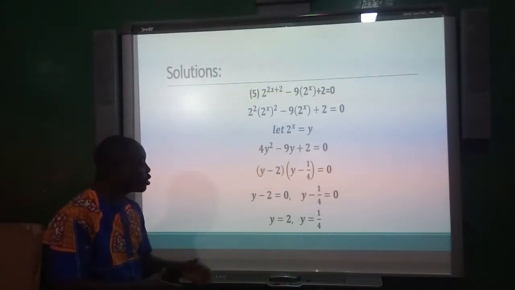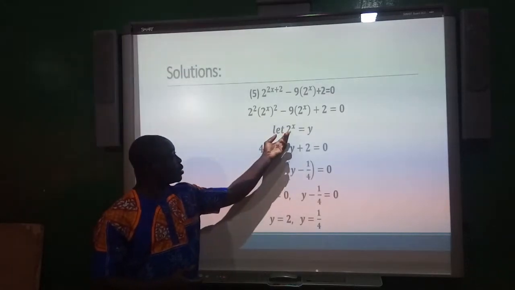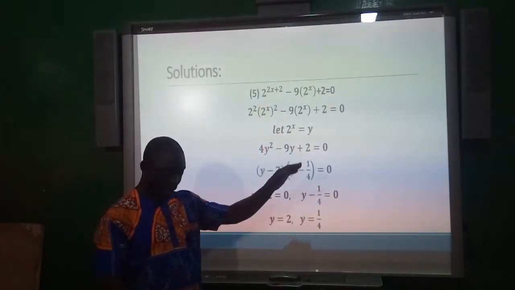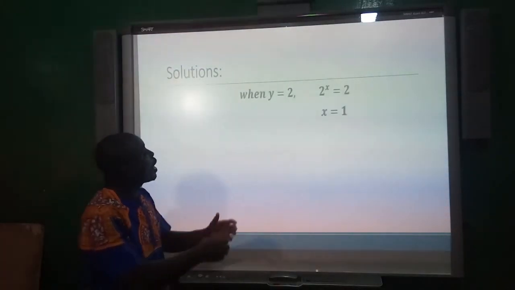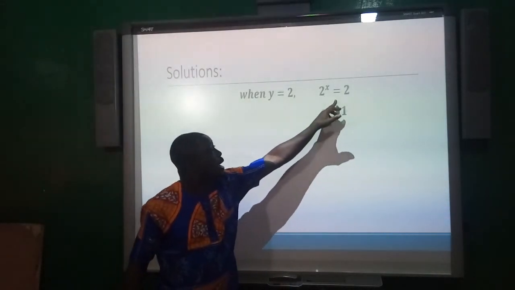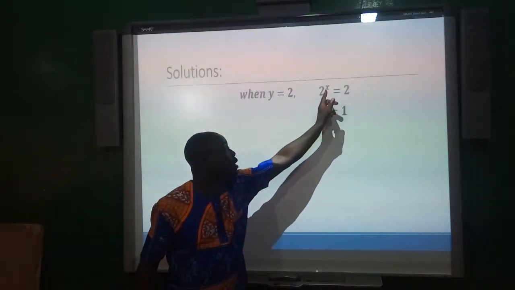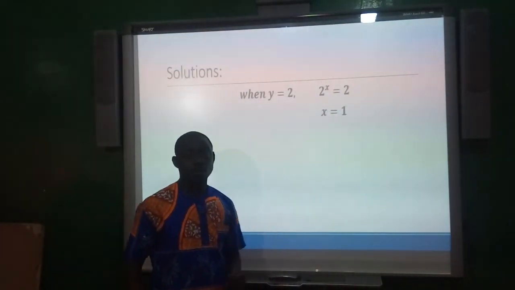But as I said, we are not solving for y, we are solving for what? x. So you now compare 2 raised to power x and then the y. So when y is equal to 2, what will be x? You see that we are going to get 2 raised to power x is equal to 2. So you compare the exponents, x and 1. So x is equal to 1.